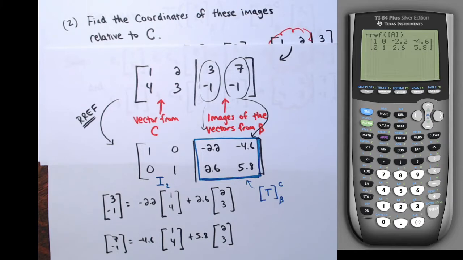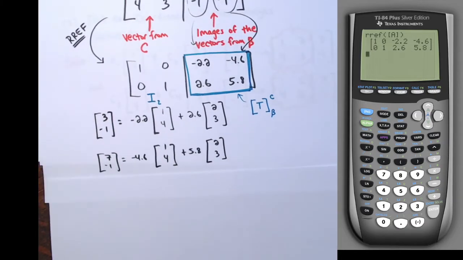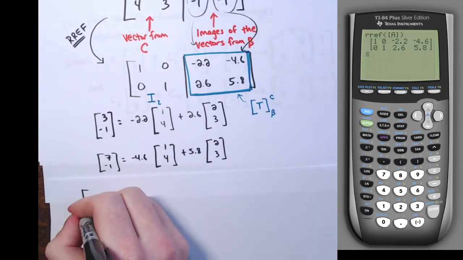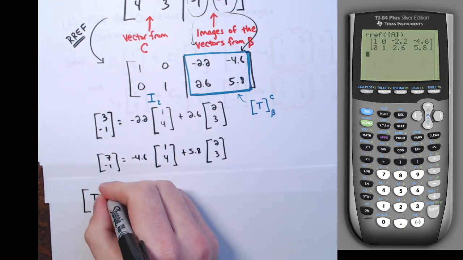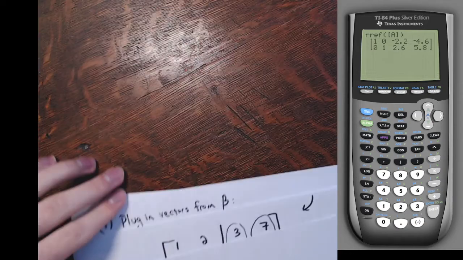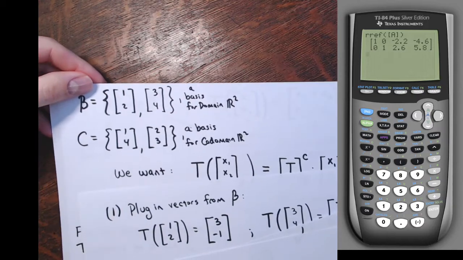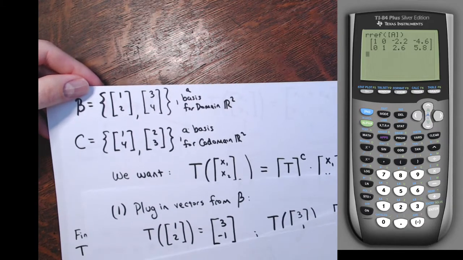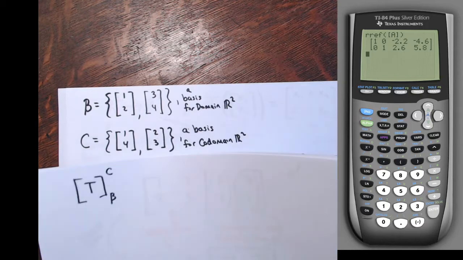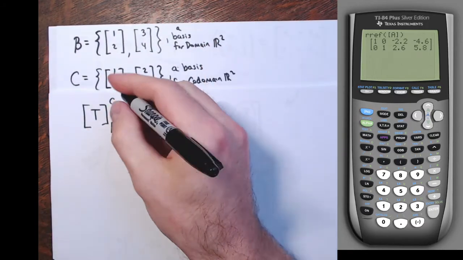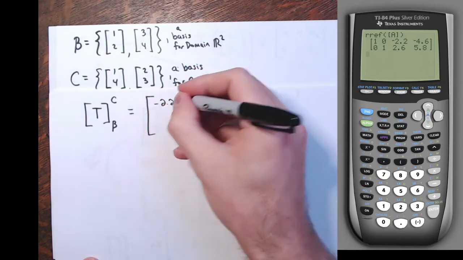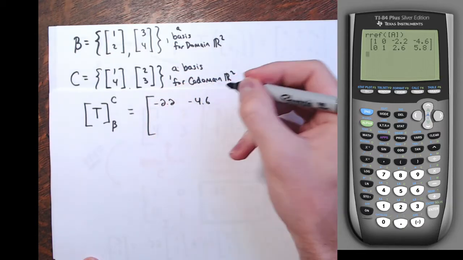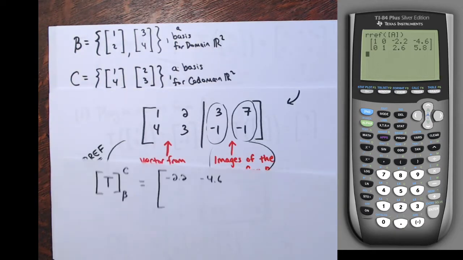What does this do for us? All right. So I'll write that here. The matrix representation of T relative to bases B and C, where B and C were these sets, is this matrix. So we got that it was negative 2.2, negative 4.6, positive 2.6, and 5.8.